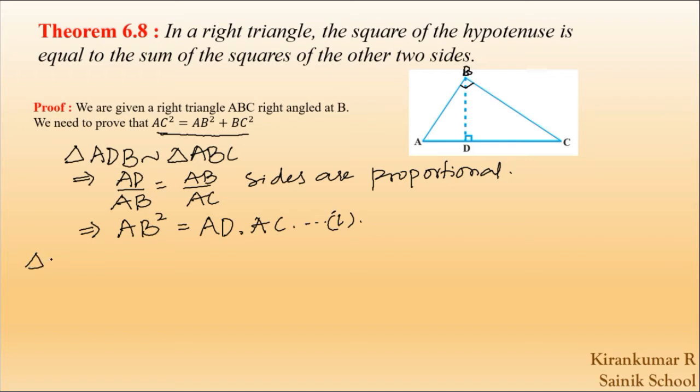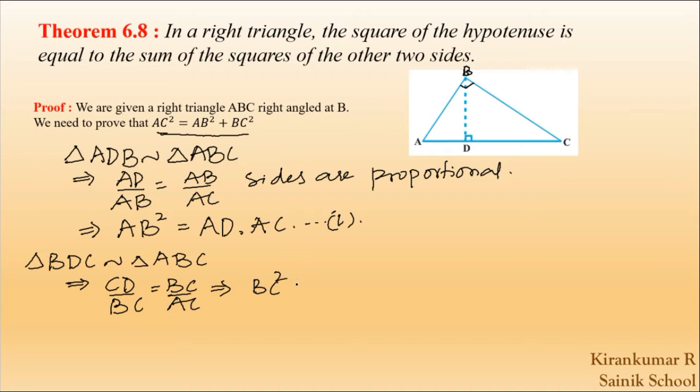Now I'll consider the other smaller triangle BDC. This will be similar to the triangle ABC from the previous theorem. In this triangle, the sides are proportional. CD by BC will be equal to BC by AC. This implies the square of BC equals the product CD into AC. Name this as equation 2.